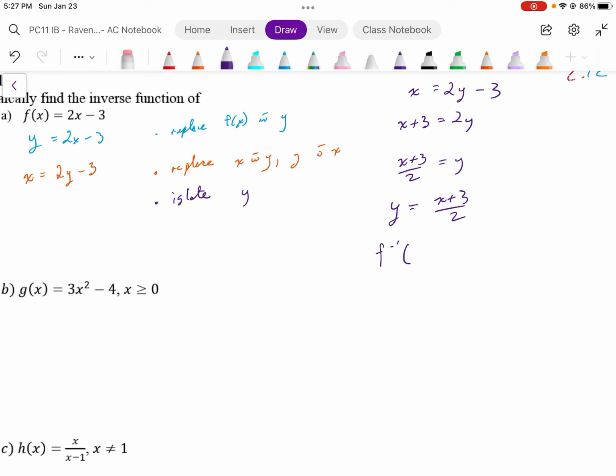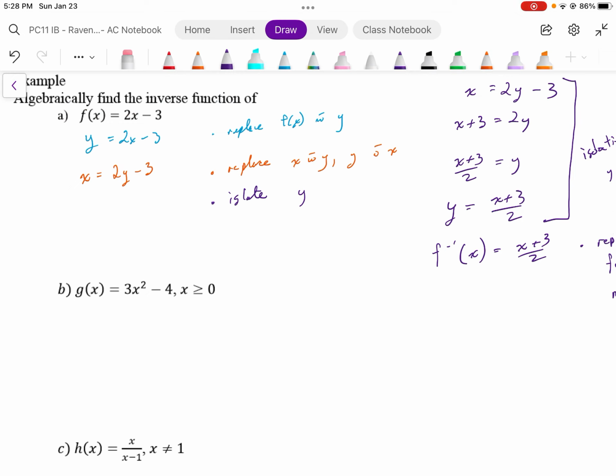And since it's my inverse function, I am going to use functional notation again. So really, starting anything in purple up until this point, it was really just isolating y. And then what we're going to do is reintroduce functional notation so that we know it's an inverse function.